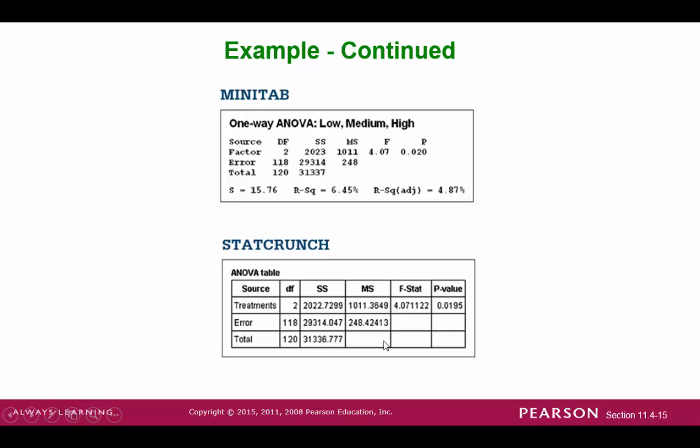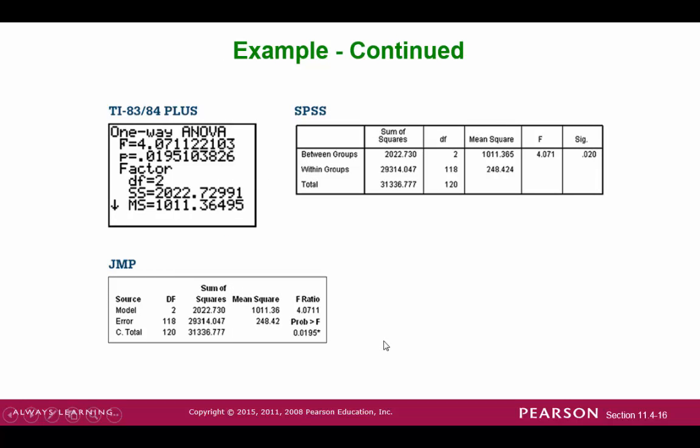Minitab and StatCrunch will yield the same results. And here is SPSS and JMP, and also our graphing calculator, and we focus on the p-value. It's actually our p-value, that's 0.0195.